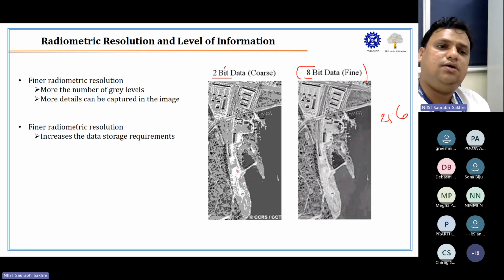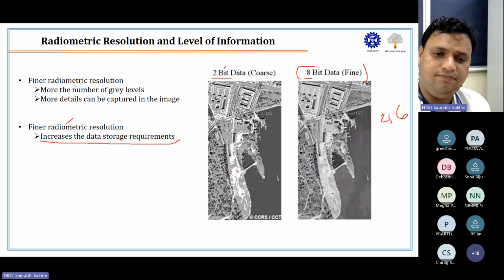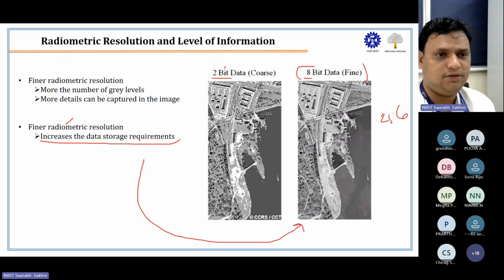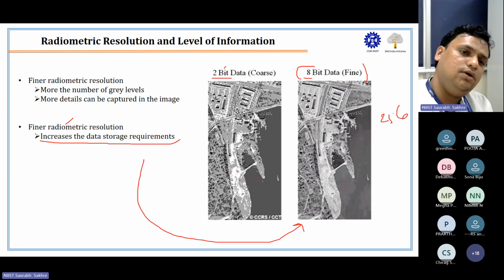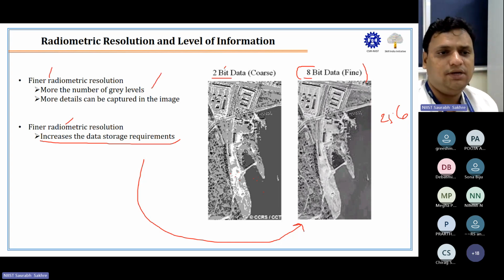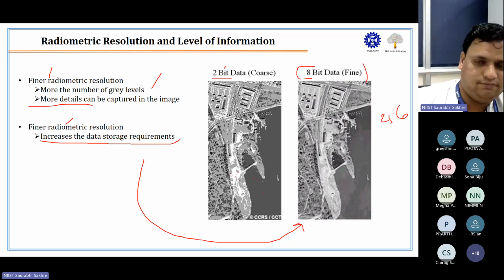That's why a finer radiometric resolution increases the data storage requirement, but at the same time it will give you a precise estimation of things. I hope you understand now. The finer the radiometric resolution, the more gray levels you can achieve, and more details can be captured in the image, which is our objective.